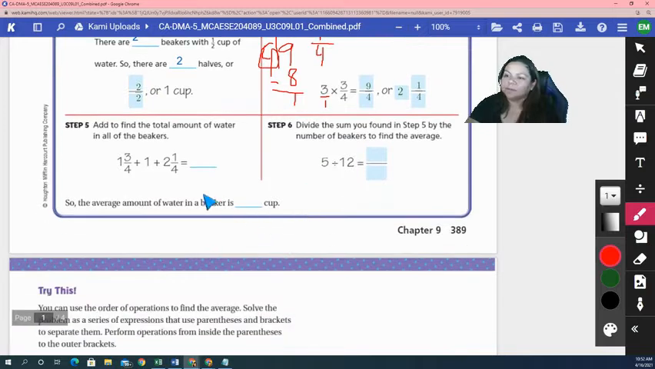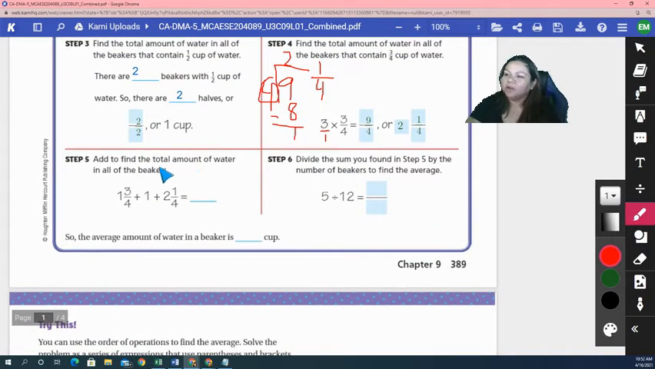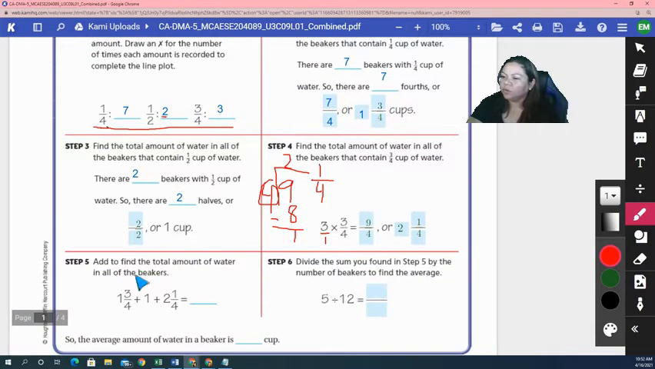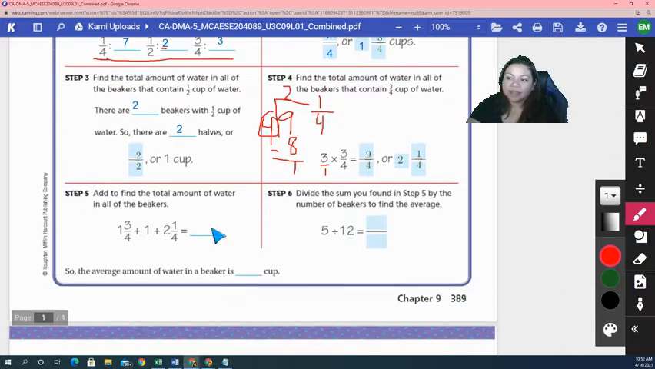Now let's go to step number 5. Add to find the total amount of water in all of the beakers. So we're combining all the water. So we take all of our answers. We had 1 3/4 from step number 2. We had a 1 from step number 3. And we had 2 1/4 from step number 4. And we're adding all of this together.